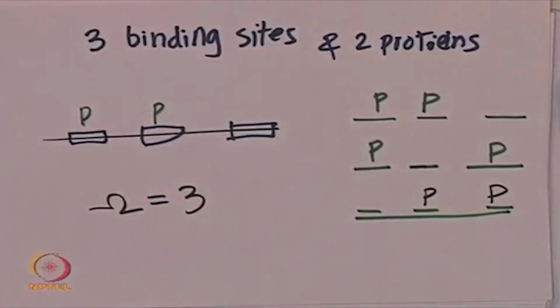Now, think about a little more: 4 binding sites and 2 proteins. So, let us think of 4 binding sites.